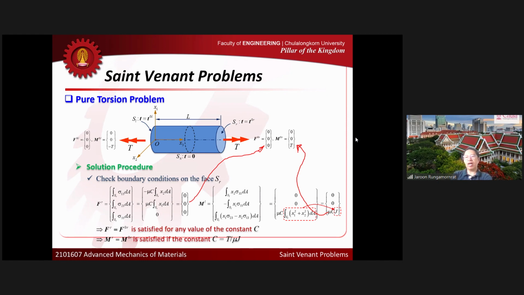We can see that of the two conditions here, one is satisfied automatically. It doesn't matter what the value of the constant is. So the first condition, the net force condition, is satisfied automatically. But the net moment condition can be satisfied only when C equals T over mu J, or when this constant is chosen for C. So now this condition is satisfied. If you compare the value of C that you got here with the one you got from the left end, you are lucky that the value of C that you need to satisfy the conditions at both ends is exactly the same.